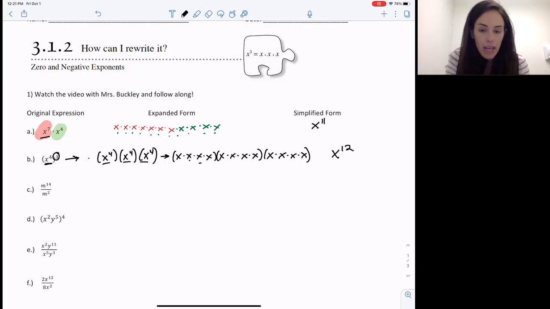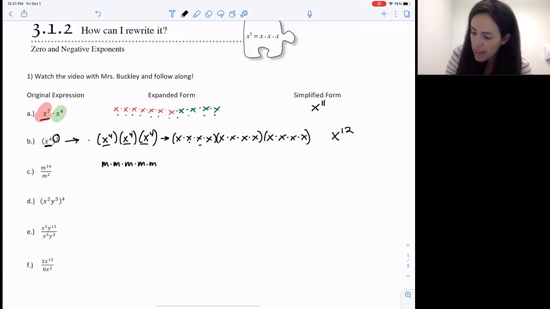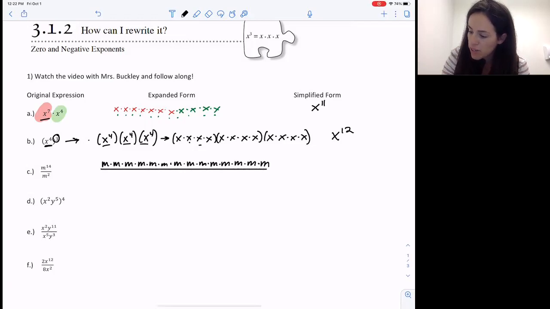Okay, next one. I have m to the 14th over m squared. Oh man, this is going to be a lot of m's to write out, but I'm going to go ahead and do it. m to the 14th in the numerator. 1, 2, 3, 4, 5, 6, 7, 8, 9, 10, 11, 12, 13, 14. And that's all over m times m.